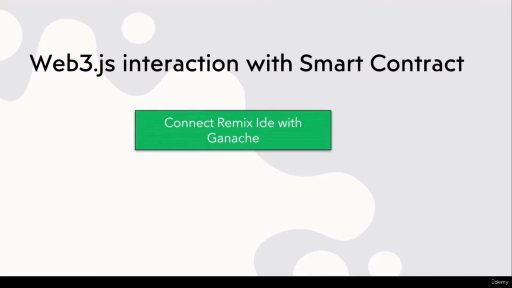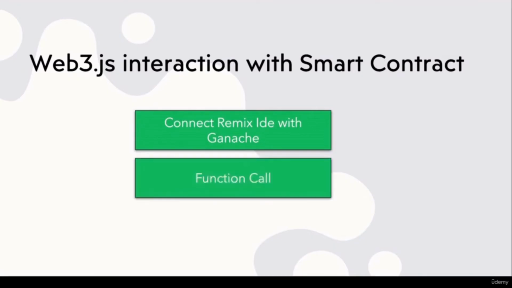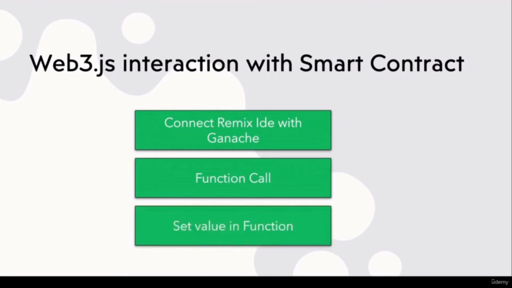Then in Remix IDE, we will write the code for our smart contract, and there we will see how we call the functions that we have written in our smart contract with the help of web3.js. If we are calling these functions, then how do we set values for that function? Let's say I want to pass a parameter, then how to do that? That also we will see in this part of the video. So let us start and see how web3.js interacts with our smart contract.